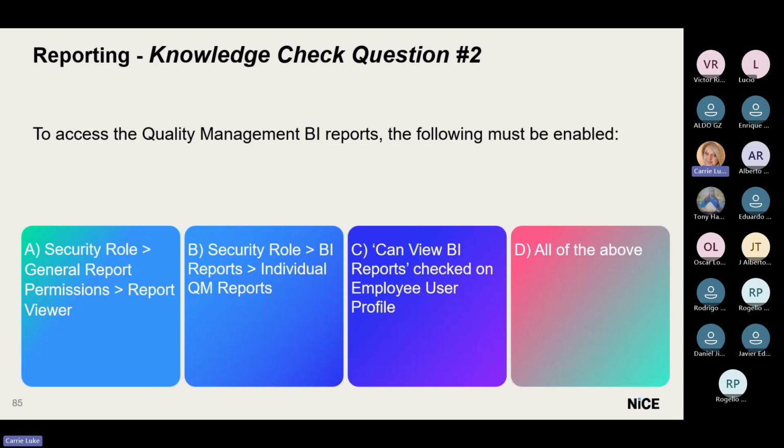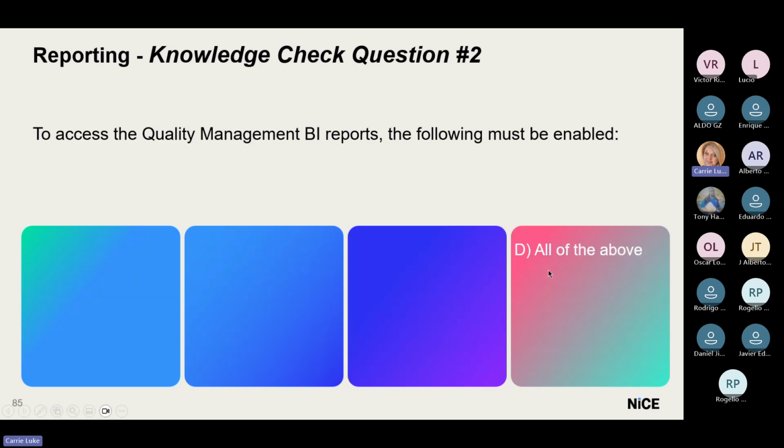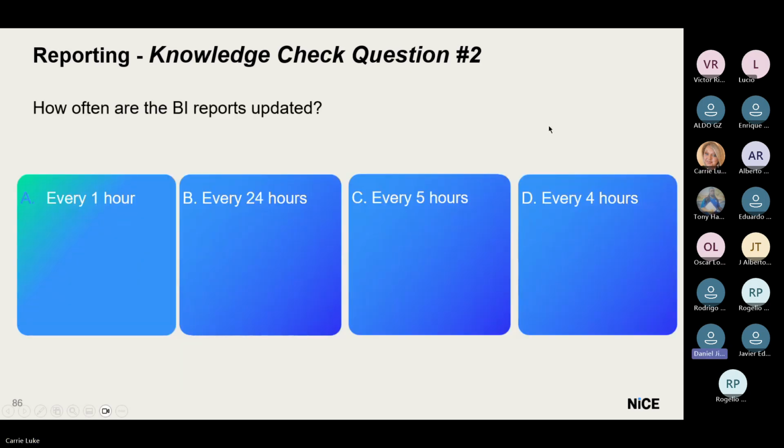So for this one, you have to go to the employee profile and you have to select the Can View BI report attribute. Then you go to the roles and permissions. You turn on the general report permissions and then select the individual reports that you want them to have access to. So this would be D, all of the above. Letter D. Very good.